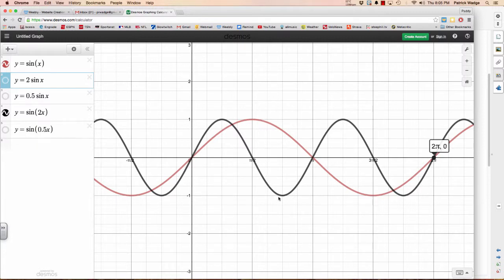It's only going up to 1, it's only going down to -1. So the amplitude's the same. But what happens to the period this time? Remember with the original, the period was 2 pi. It went all the way to 2 pi before it repeated.